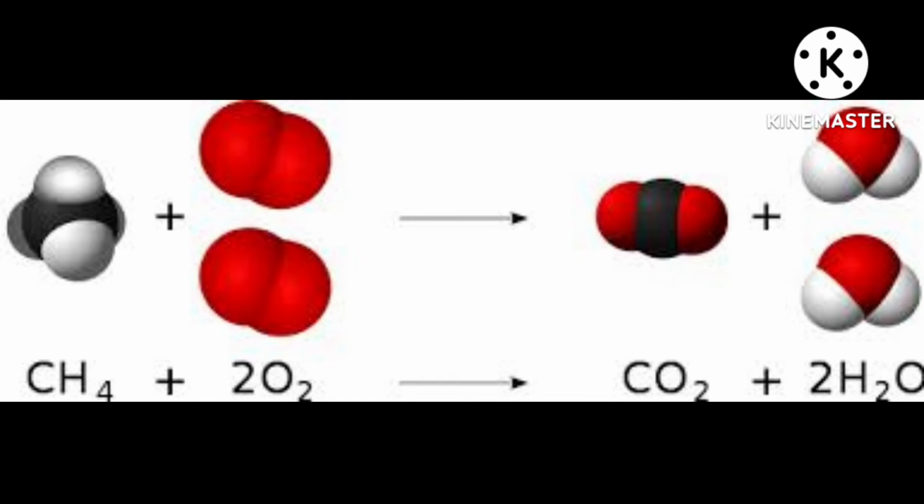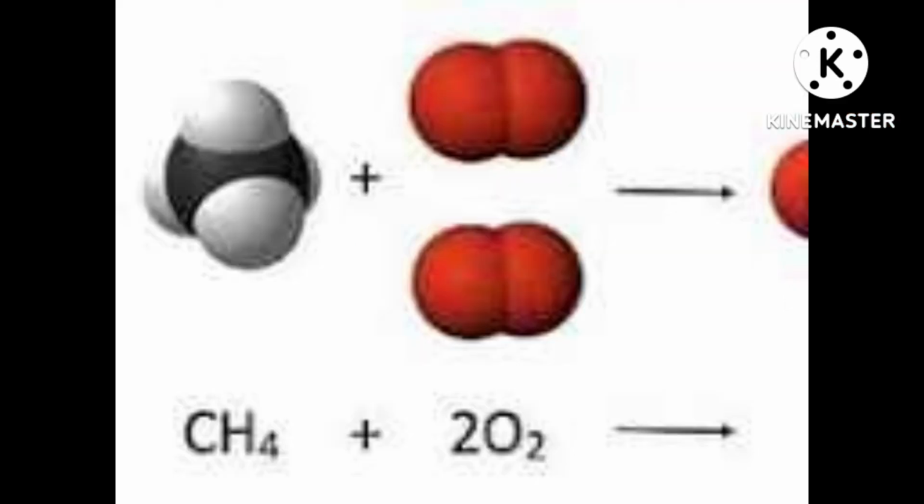44.8 liter means 22.4 liter of methane reacts with 44.8 liter of oxygen. And what products are they giving? They are giving CO2. 1 mole of CO2 means 22.4 liter of CO2, and 2 moles of water. Again, the same thing: 22.4 liter into 2 means 44.8 liter of water vapor.